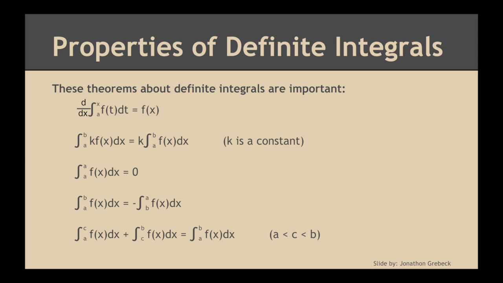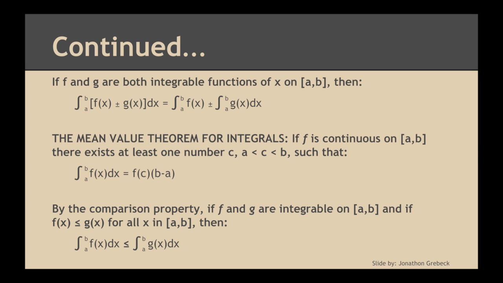The fourth theorem states that the limits of integration of an integral can be swapped by just making the integral negative. The last theorem states that an integral from a to c plus an integral from c to b is equal to an integral from a to b. If f and g are both integrable functions of x on a to b, then the integral of f of x plus or minus g of x equals the integral of f of x plus or minus the integral of g of x.